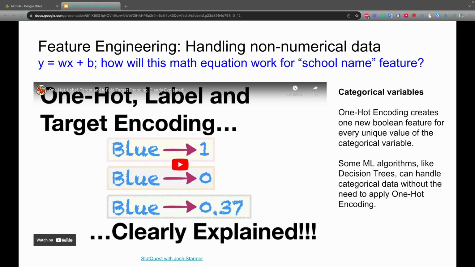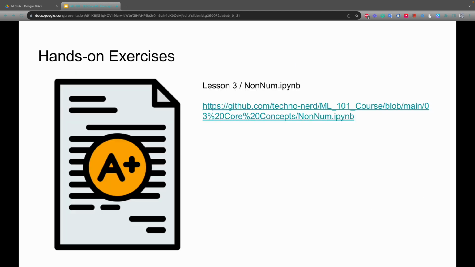In case of linear regression model, all feature values must be numeric. Hence, for categorical variables, we use Boolean encoding for those with 2 unique values and one-hot encoding for those with 3 unique values. One-hot encoding creates 1 new Boolean feature for every unique value of the categorical variable. For this lesson's exercise, check out nonnum.ipynb. This file cleans the data for a grades prediction problem and saves a clean CSV file, which can be used for model training. The link to the repo can be found in the description of this video.